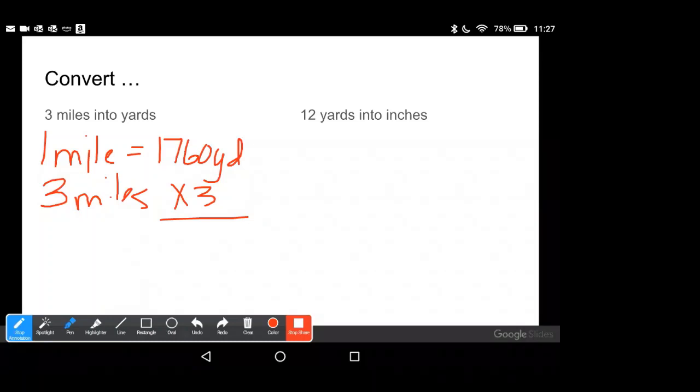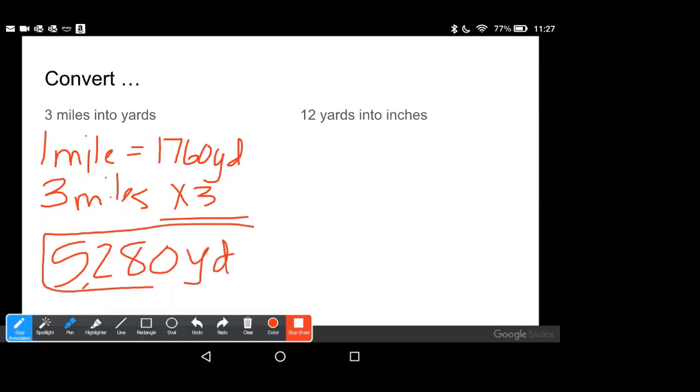So I put this in my calculator, 1,760 times 3 is 5,280. And then make sure that since we're converting, you need to put your unit in the answer. So don't just put 5,280, put yards with it because I want to know how many yards are in 3 miles. So make sure you put that yards there.